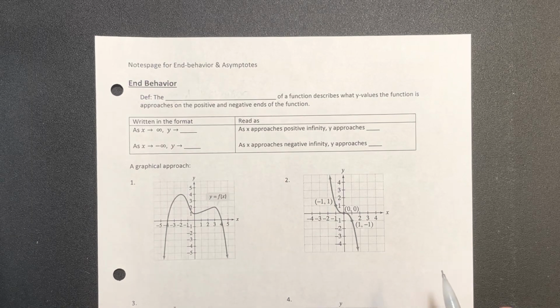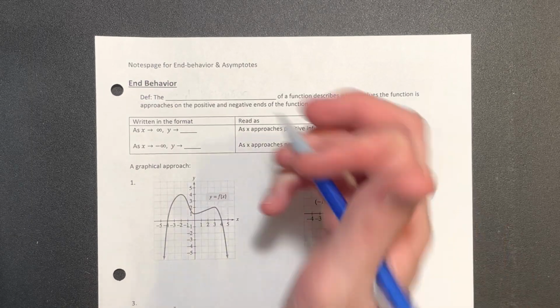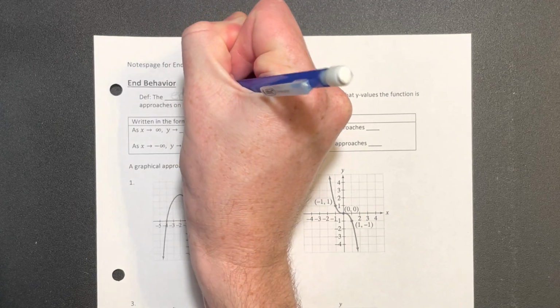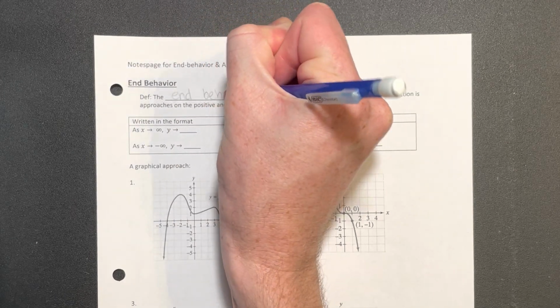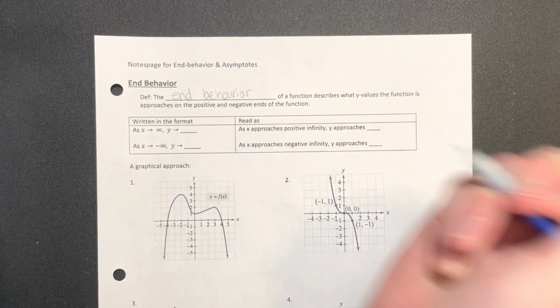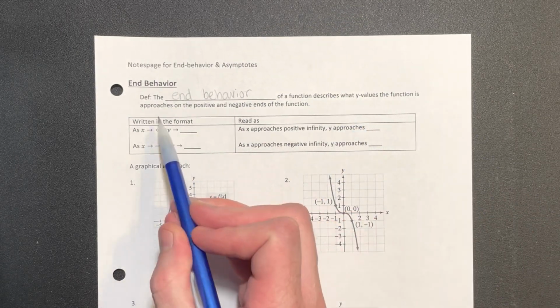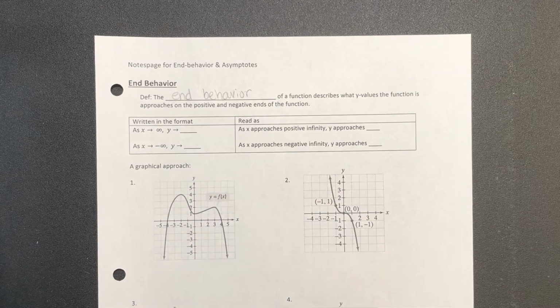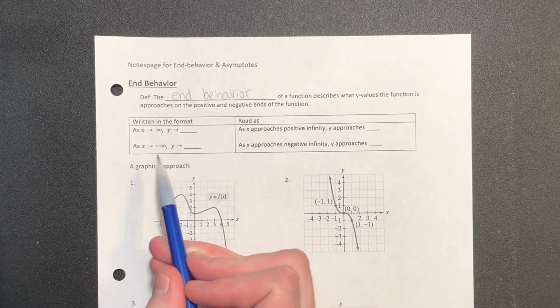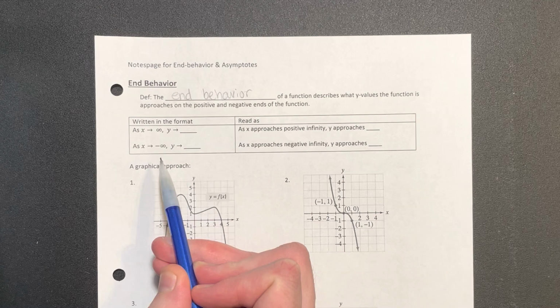In this lesson, we're going to be looking at the end behavior of a function. And so we start off with the definition. The end behavior of a function describes what the y values of the function are approaching on the positive and negative ends of the function.